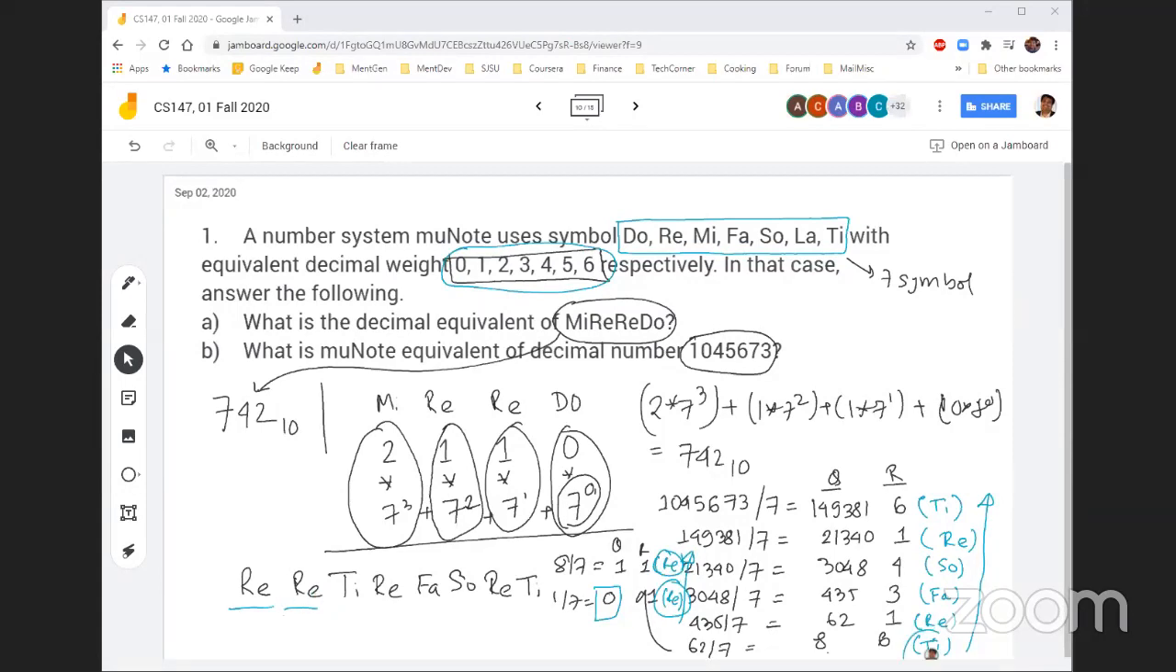That's why we get re, re, ti, re, fa, so, re, ti. Okay, is that clear for everyone? Any questions? So now, if there is no other question, then let's do one more problem. It's like that.